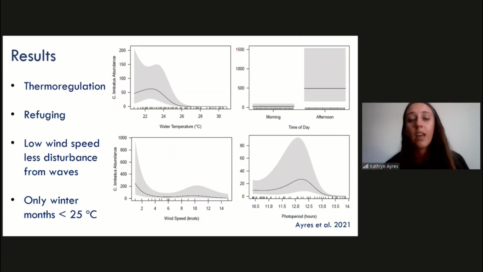But we found that the calmer the water was, the higher the abundance of sharks. And this, again, could be because of less disturbance, for this to be an area where they rest before they move offshore to feed.